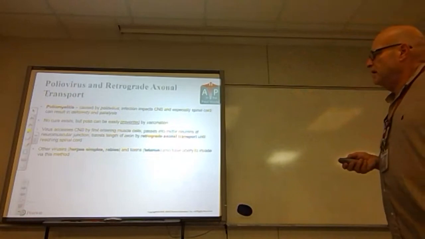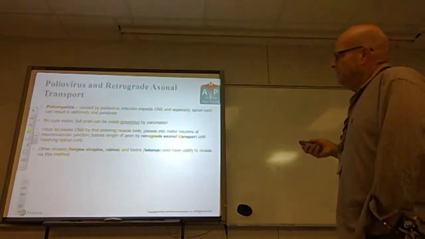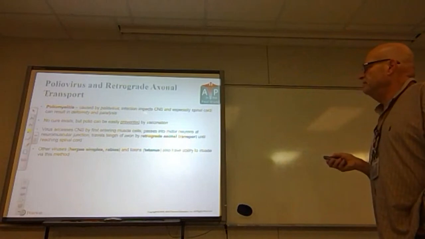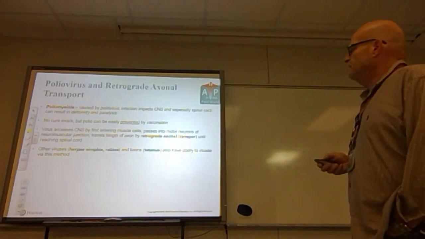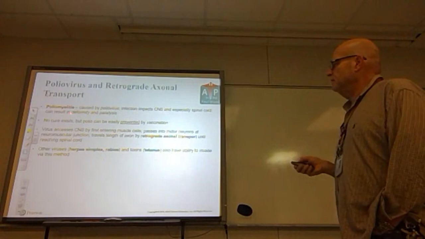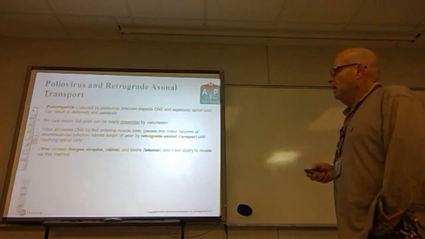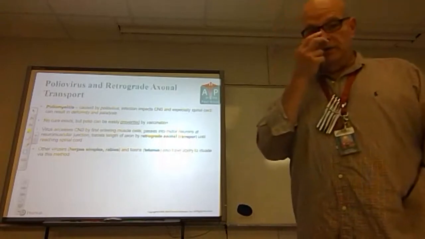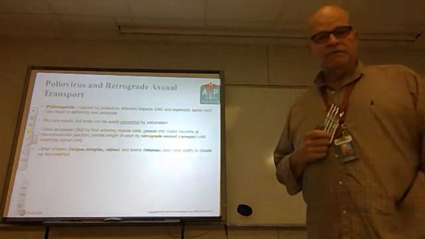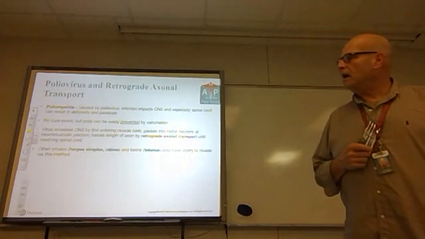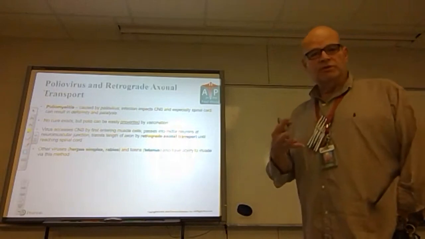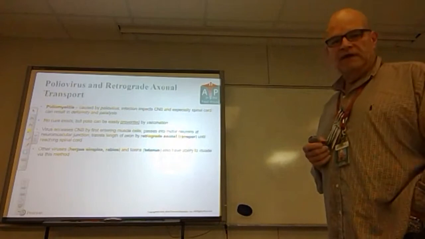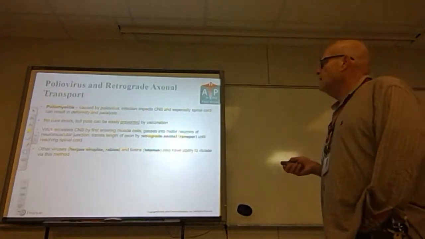Polio and retrograde axonal transport. Poliomyelitis is caused by poliovirus. It is an infection that impacts the central nervous system, especially the spinal cord, and can result in deformity or paralysis. Polio was a big problem in the early 1900s. President Roosevelt suffered from polio. In later years of his life, he was wheelchair bound because he could no longer use his legs from the effects of the polio he had as a young child.